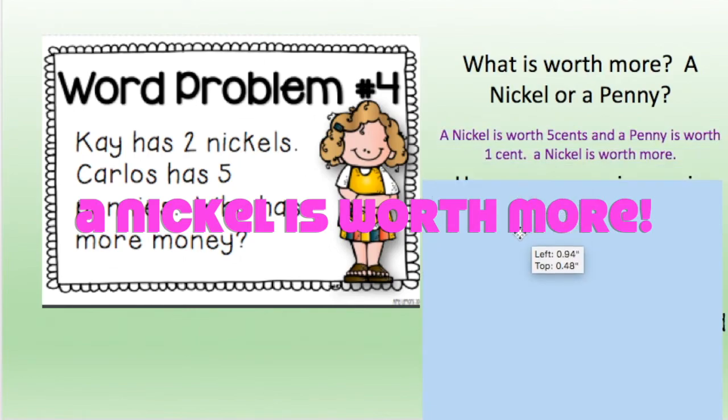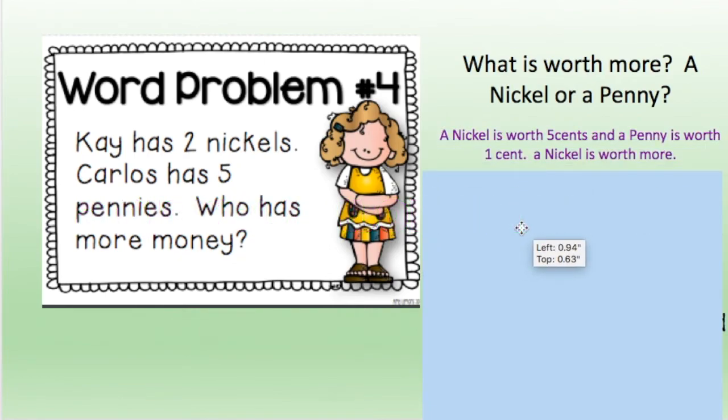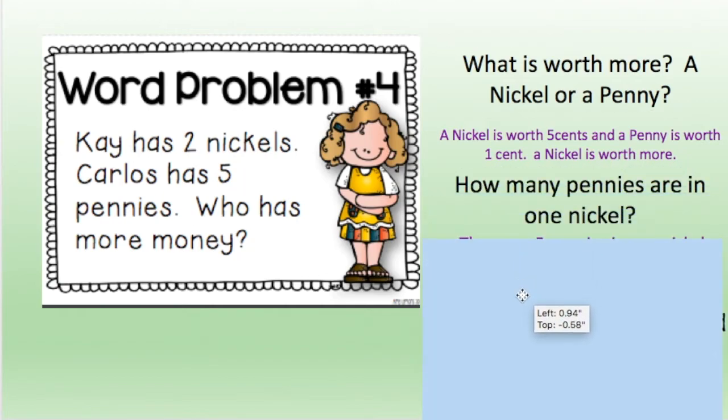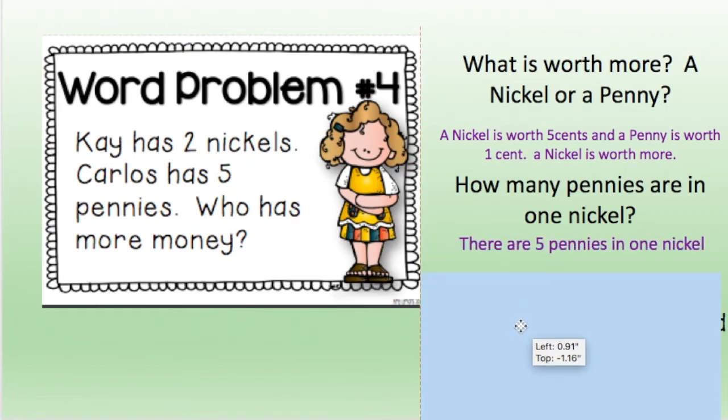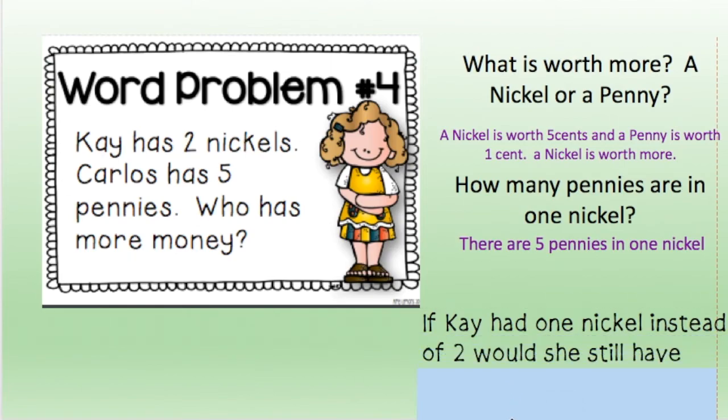Correct, a nickel is worth more. A nickel is worth 5 cents and a penny is worth 1 cent, making a nickel worth more. Now let's think about how many pennies are in 1 nickel. There are 5 pennies in 1 nickel, as 1 penny is 1 cent and a nickel is 5 cents. Thinking about this way, 2 nickels would be 5 cents plus 5 cents, giving us 10 cents. After that, we can think about that 5 pennies is only 5 cents. Because of this, we know Kay has 10 cents and Carlos has 5 cents.